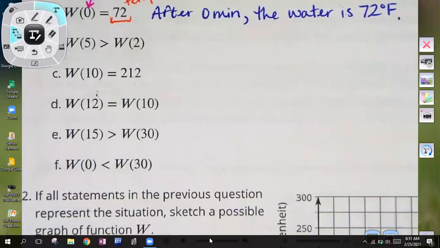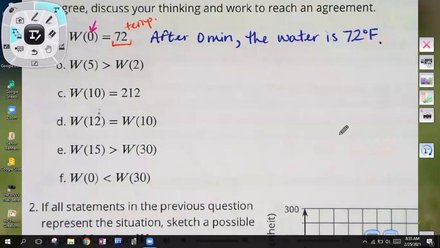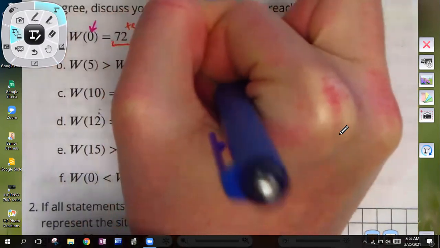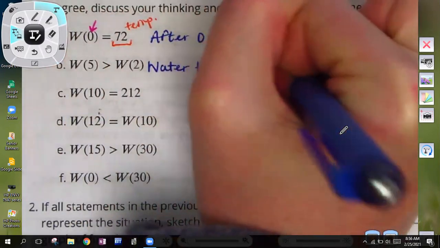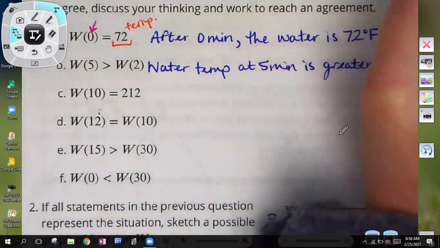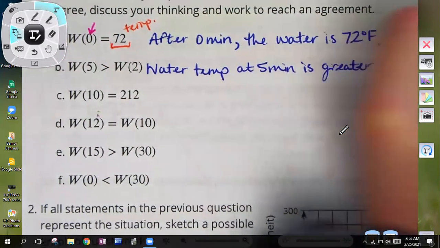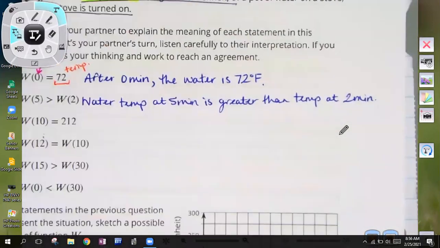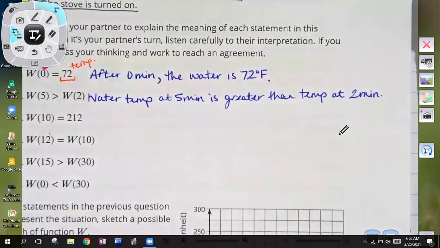All right, ready, go. All right, so let's look at B. Someone explain to me what B means. Ava. The water temp at 5 minutes is greater, hotter than the temp at 2 minutes, which we know makes sense. If you don't have it worded exactly like that, if you have something along those lines, you don't have to change your answer. That makes sense, because if we turn the stove on, if it's on there for 5 minutes compared to 2, it's going to be hotter because it's on there longer.